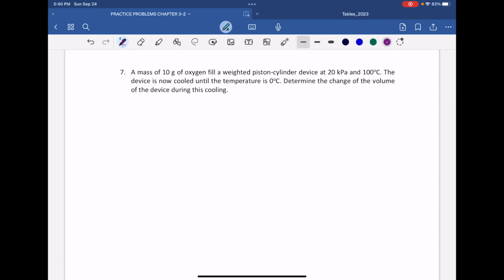Okay, so a mass of 10 grams of oxygen fills a weighted piston cylinder device at 20 kilopascal and 100 degrees Celsius. The device is now cooled until the temperature is 0 degrees Celsius. Determine the change of the volume of the device during this cooling. Alright, so oxygen is an ideal gas, and they give us some properties at the first state, which is 20 kilopascal and 100 degrees Celsius. Let's sketch those.